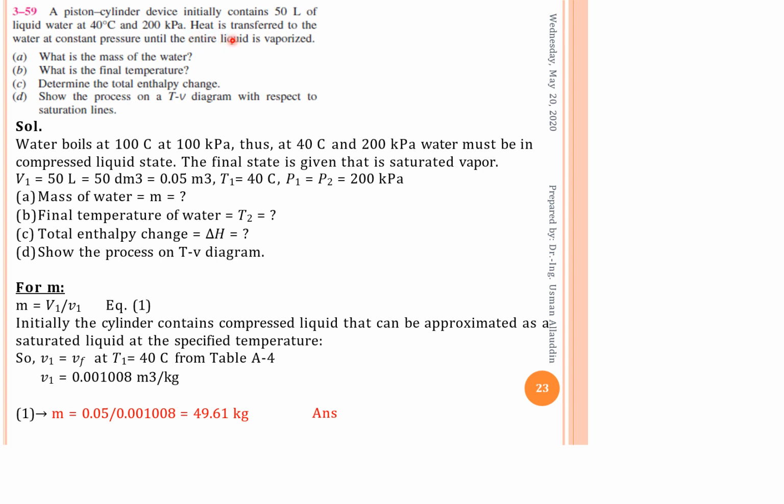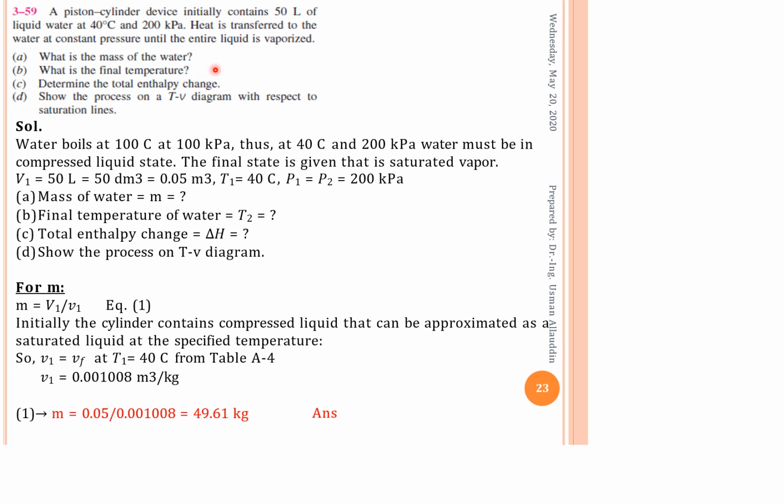And after that heat is transferred to the water. So heat is given to the water at constant pressure, so P2 is also 200 kilopascal, until the entire liquid is vaporized. So another state is given to us, which is saturated vapor. All the liquid is converted into vapor, so saturated vapor is given to us. So here we have two states. What is the mass of water? We need to calculate the mass.